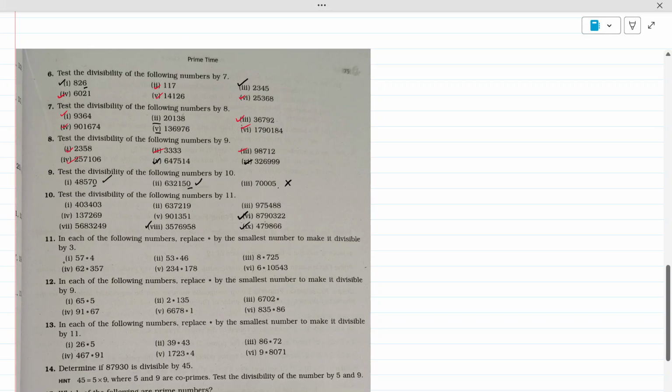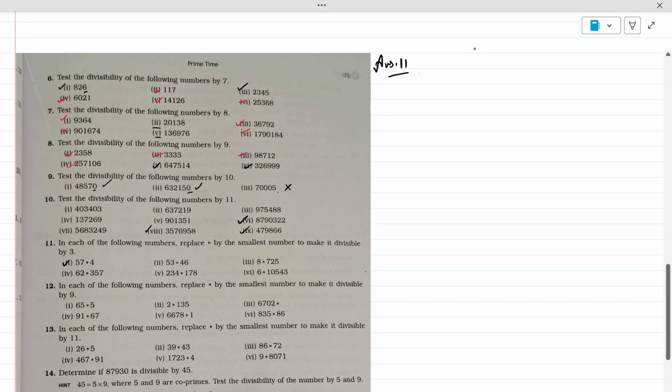We will pick the first number. Answer 11, and the question is 5 7 star 4. What we have to do here is replace the star with a number such that the complete number is divisible by 3. So kids, first of all, how can we check if a number is divisible by 3? By the method that the sum of the digits should be divisible by 3. So let's add this: 5 plus 7 plus this star plus 4.